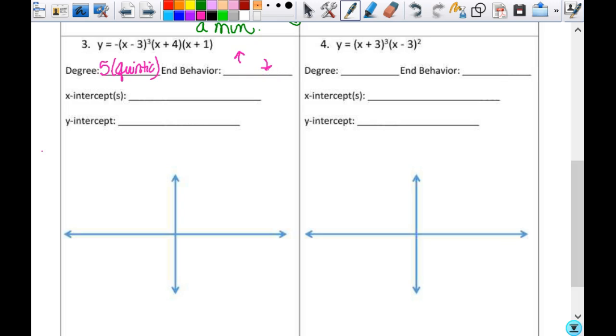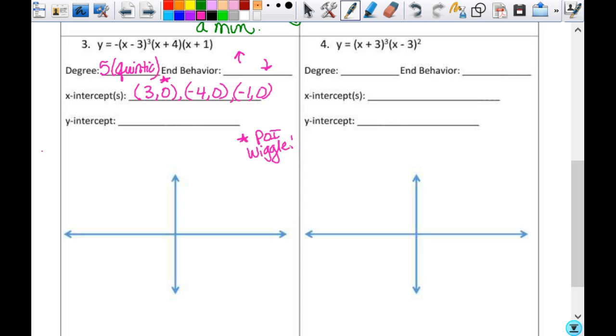Okay. My x-intercepts are 3, 0, negative 4, 0, and negative 1, 0. Anything special happening in any of them? Yes. At 3, 0, this right here is called a what? It's a wiggle. It's the point of inflection, which is your wiggle.